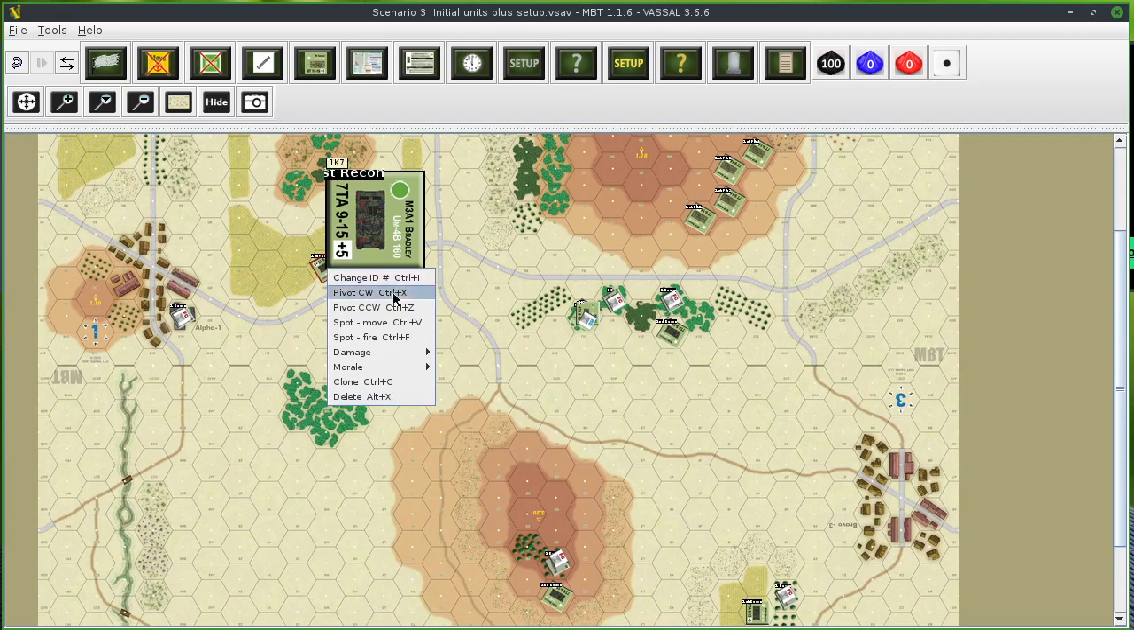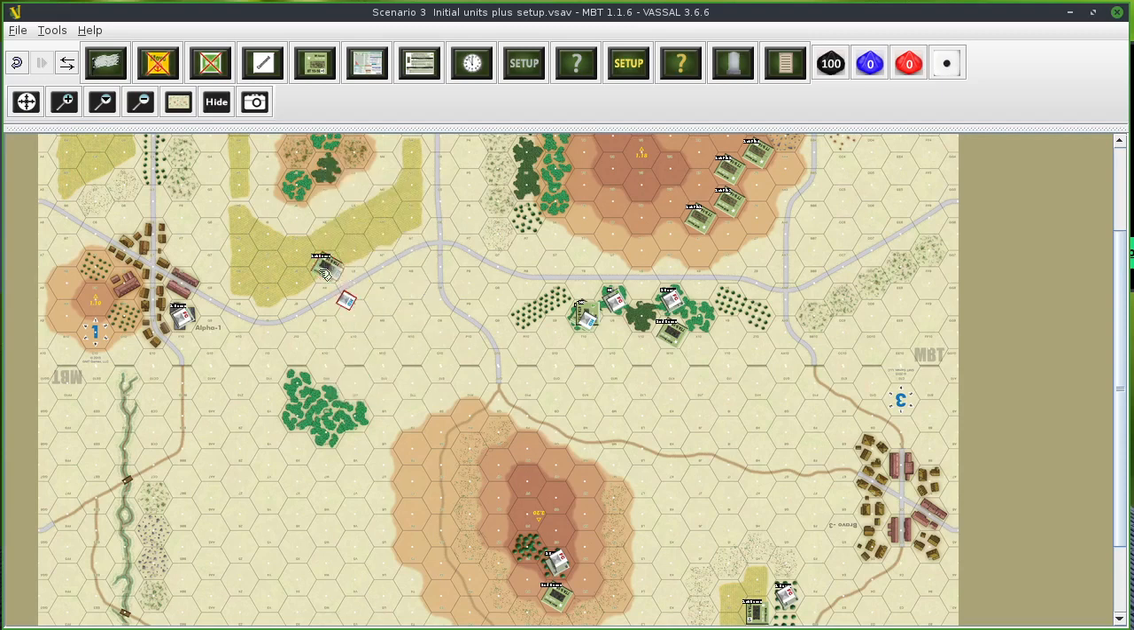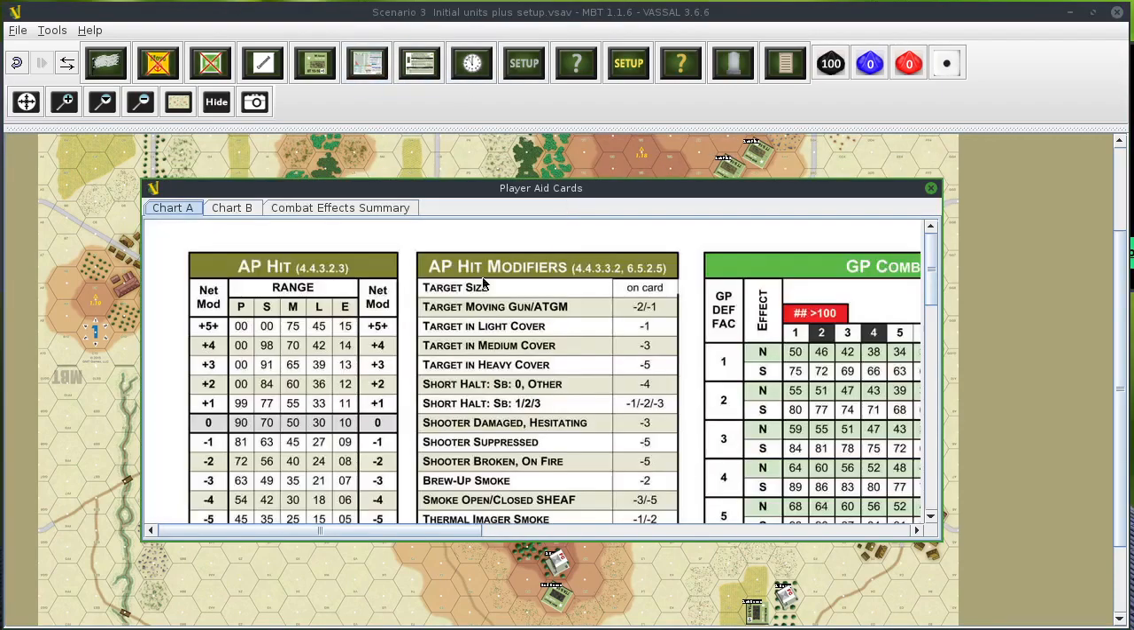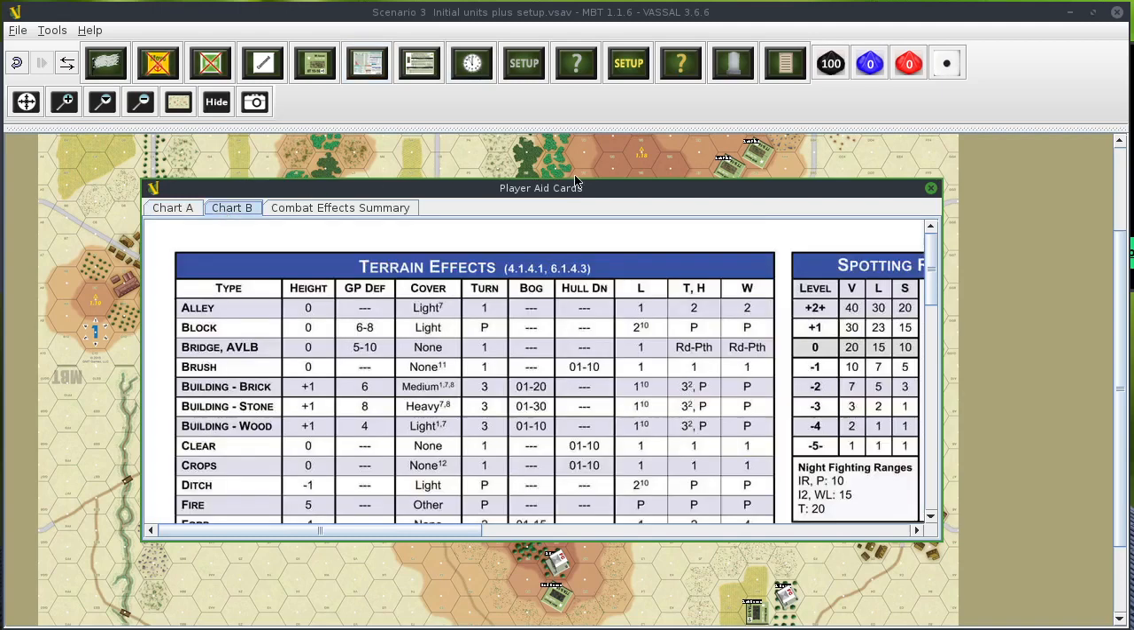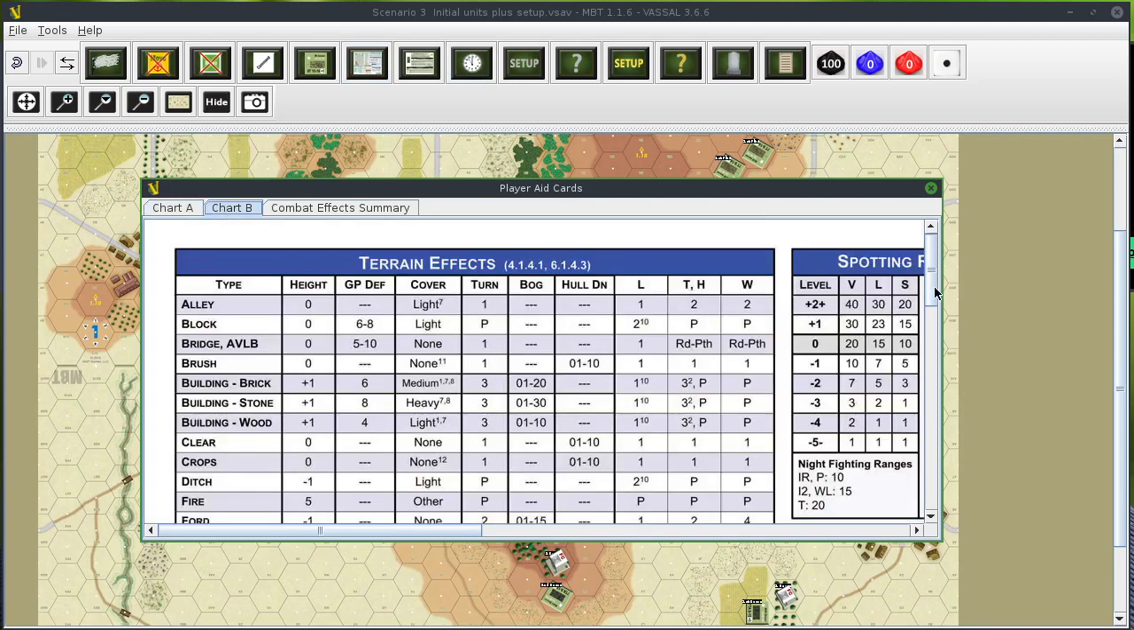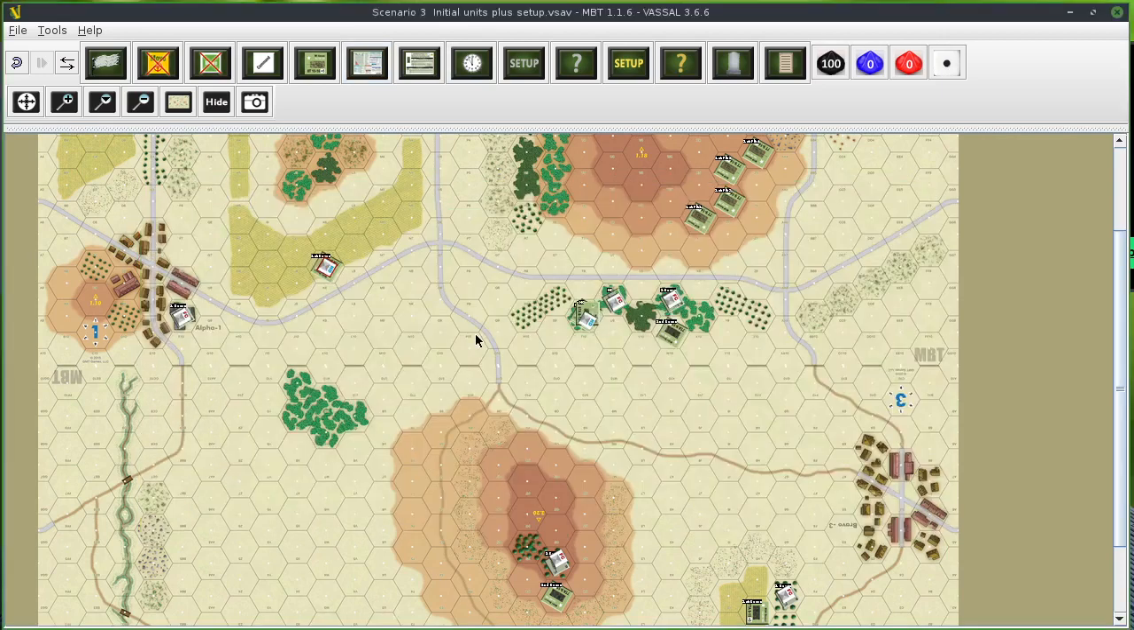And I want to rotate the unit itself clockwise. There you go. So they'll give me TOW missile coverage right down that road, and I'm starting hull down. Hull down in crops. It doesn't make a difference because hull down is hull down, but I just want to see, yeah, you can do hull down in crops, just checking.